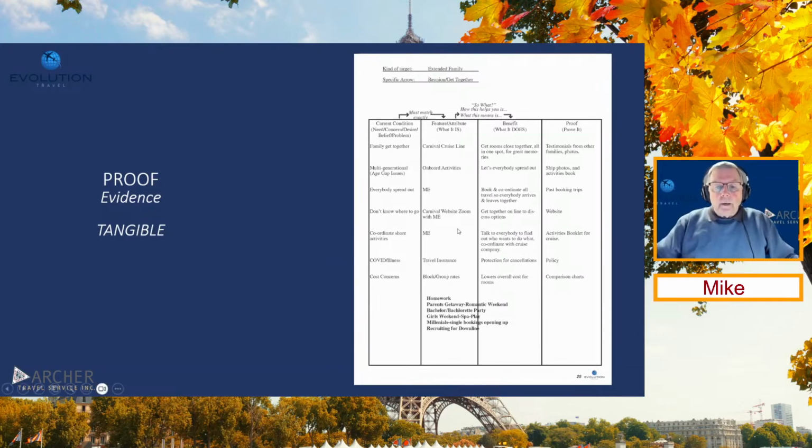So let's go down, for example, under this. I did this when this was under COVID, but if you go down at the bottom, you can go to travel insurance, protection for cancellations. And then if you've got a travel insurance policy, great. But everybody knows that there's travel policies out there and you probably don't need it.